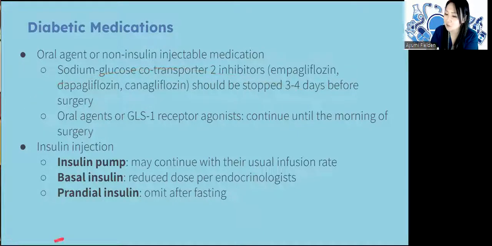What about insulin injection? What about the insulin pump they come with? They can continue with their usual infusion rate, or sometimes they cut it in half. Again, it's so important to consult endocrinologists and make sure we are not putting the patient into hypoglycemia, and those patients need to be monitored, right? Basal insulin, reduce dose per endocrinologist. So again, it's so important to get the expert involved.